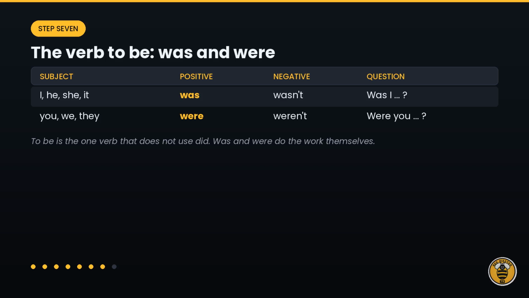The verb to be behaves differently, and you must know it. With I, he, she, and it we use was. With you, we, and they we use were. The negatives are wasn't and weren't, and for questions we simply put was or were at the front. To be is the one verb that never uses did. Was and were do all the work themselves.